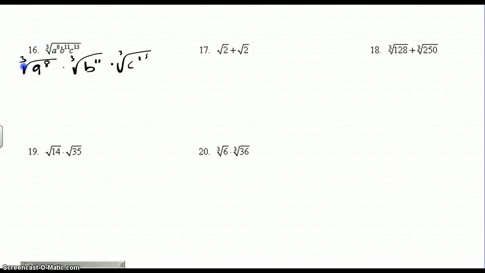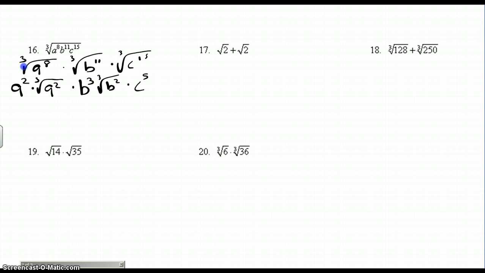How many times does 3 go into 8? It goes in twice with a remainder of 2. Okay. And now b, how many times does 3 go into 11? It goes in 3 times with a remainder of 2 as well. And then how many times does 3 go into 15? It goes in 5 times perfectly. And there's actually no remainder, so it's just written as c to the 5th.